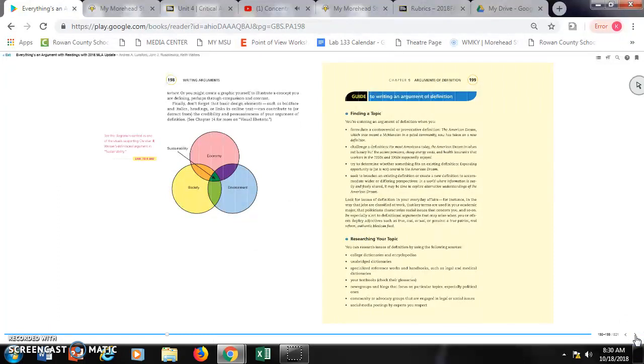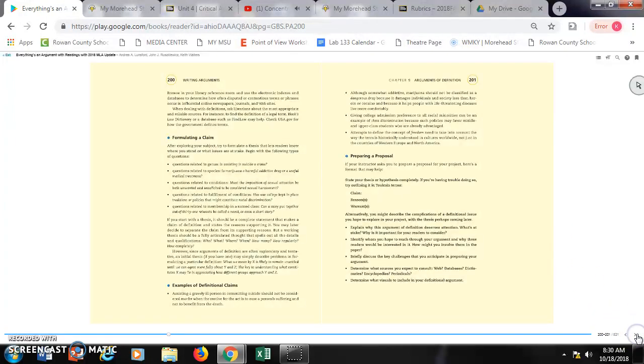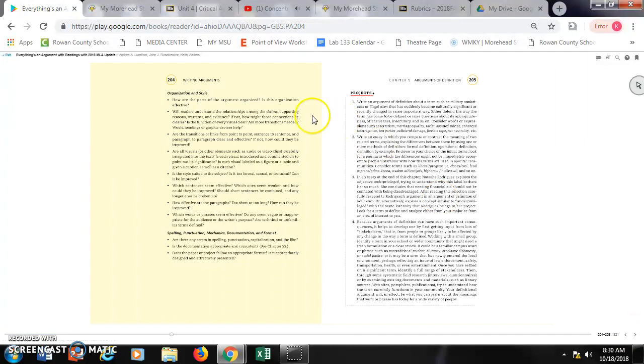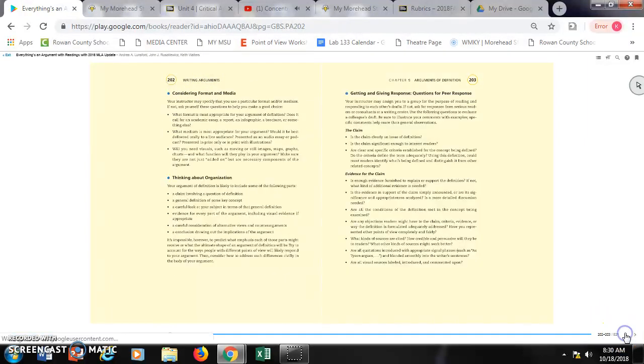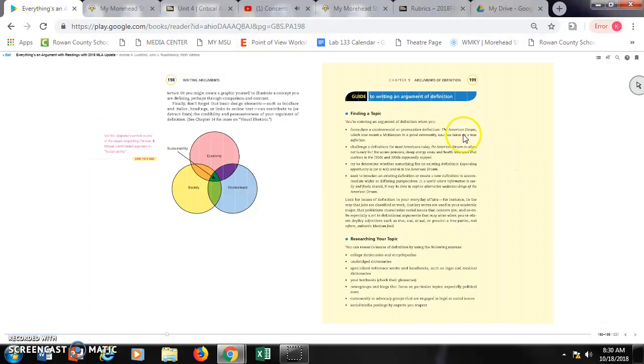I want you to pay particular attention to pages 199 through 204. This will really help you in coming up with a topic, formulating a claim, and beginning to write your argument of definition. Let's look at finding a topic together.